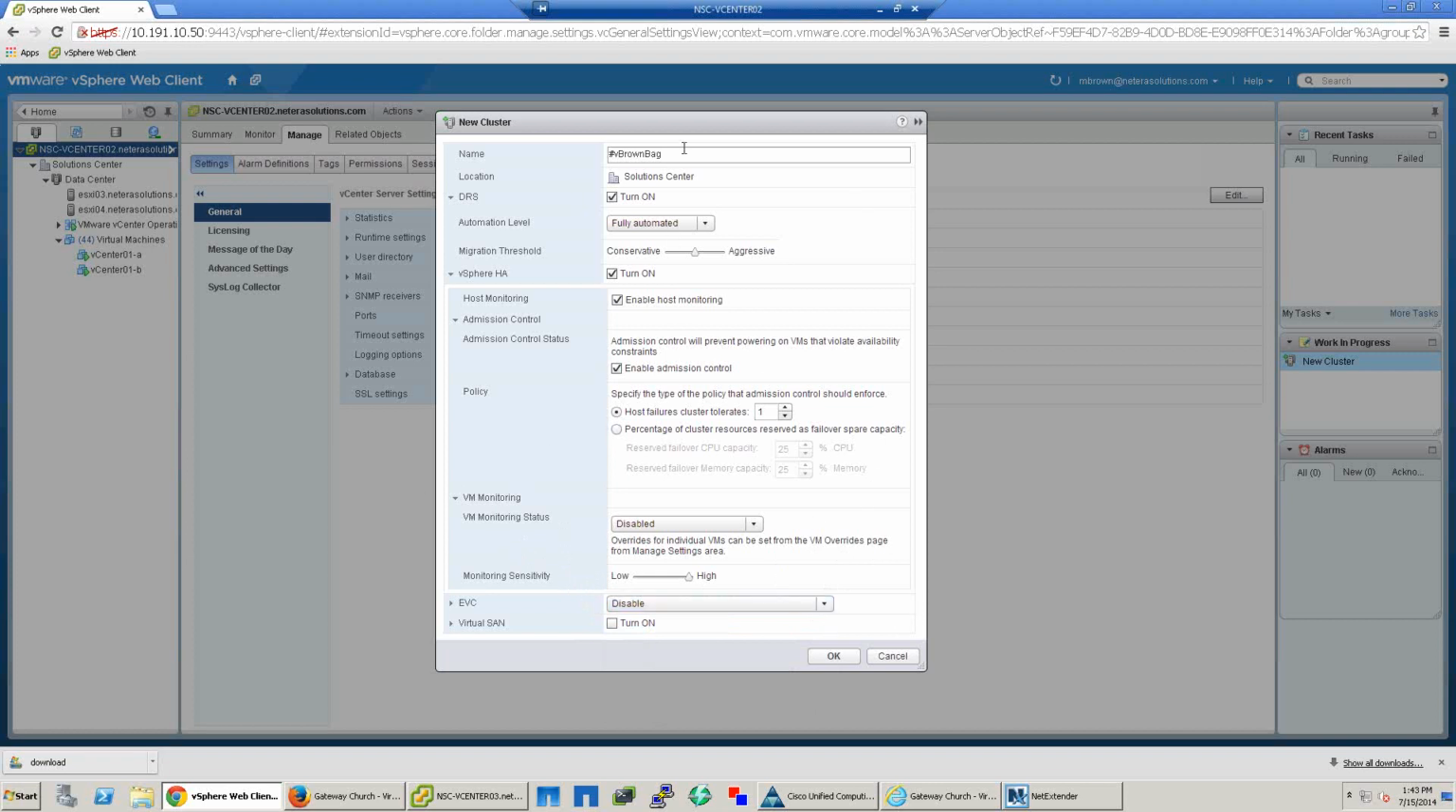So let's see. I'm going to create this cluster real quick. I've enabled HA, I've enabled DRS, and we'll come to these options here in a moment. And really, actually, right now, I don't know what level my EVC is configured for, so I'm just going to leave it.